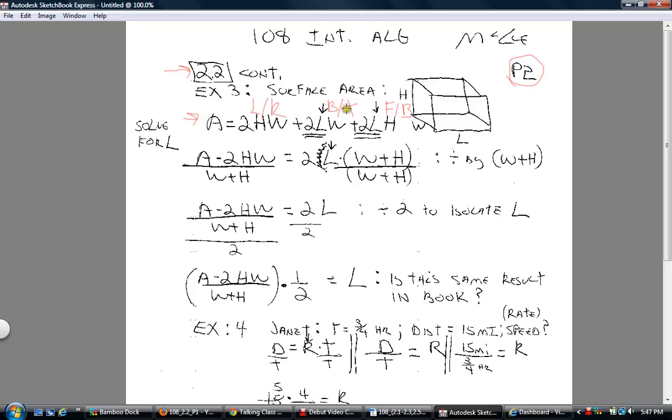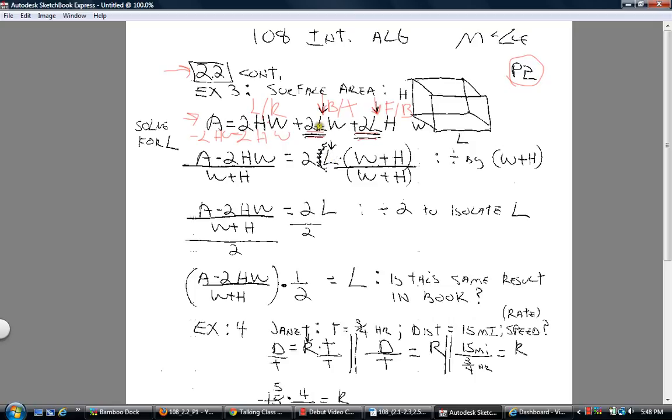Now our challenge in this problem is, can we isolate and find what L equals? What would L equal if we could isolate it? Now this one looks a little tricky when you first start. However, I notice L is in what terms? It's in these two. So I take the 2HW and subtract it from both sides. That left me with area minus 2 times the height times the width equals.